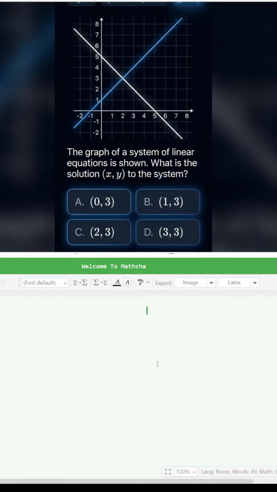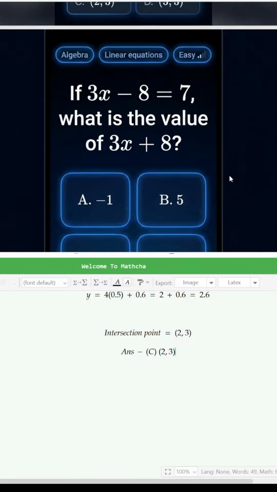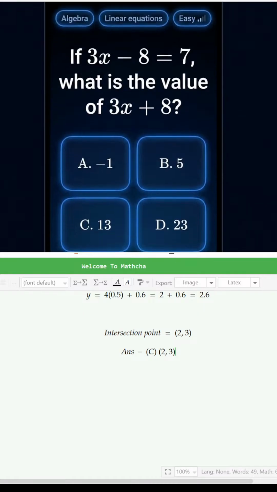So here the answer would be: intersection point is equal to 2 comma 3. So the answer is option C, 2 comma 3. Okay, now we go to the next question.